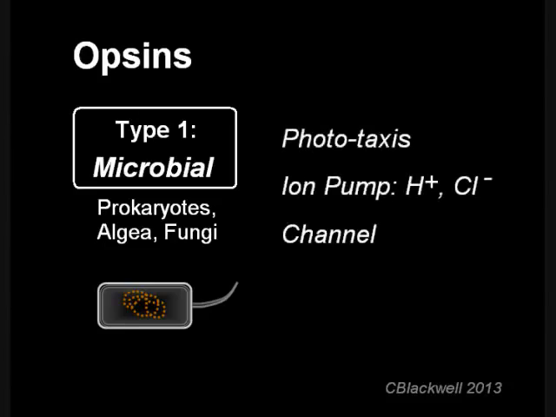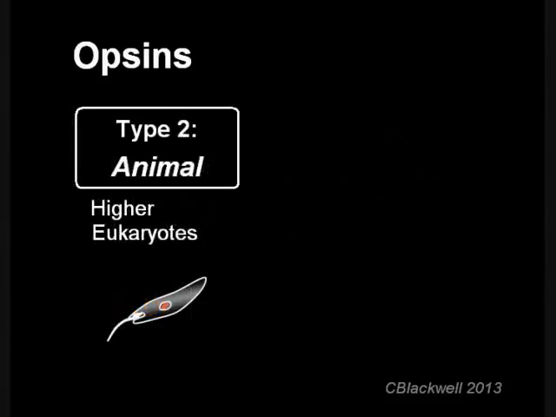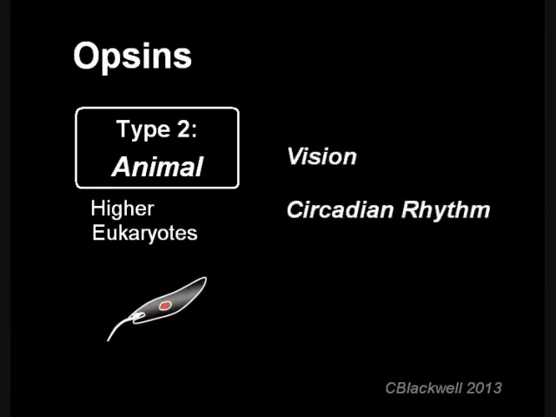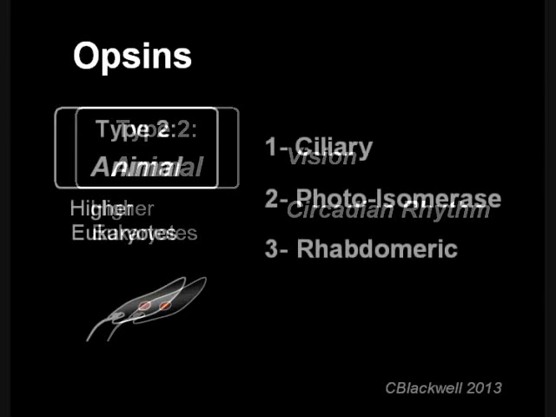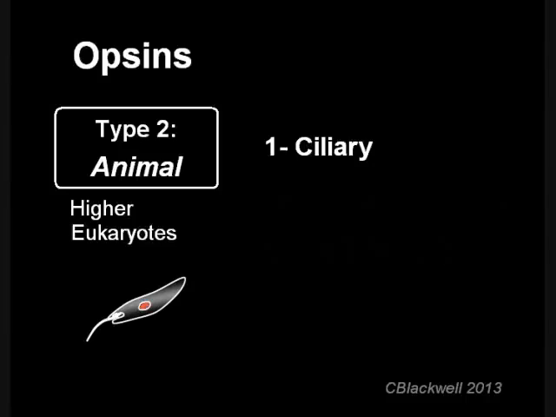In addition to light sense, they also can act as ion pumps. Type 2 opsins occur in eukaryotes and higher animals. They are mostly used for vision, with a small segment participating in circadian rhythms. As animal eyes evolved, the type 2 opsins branched off into several subgroups. The ciliary group occurs mostly in vertebrate eyes and includes the opsins used in rods and cones.